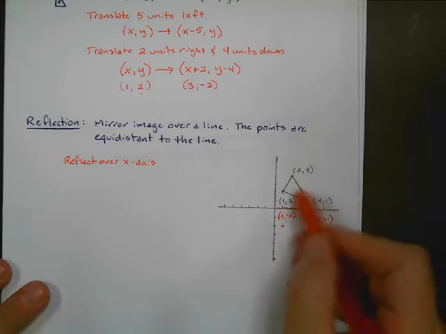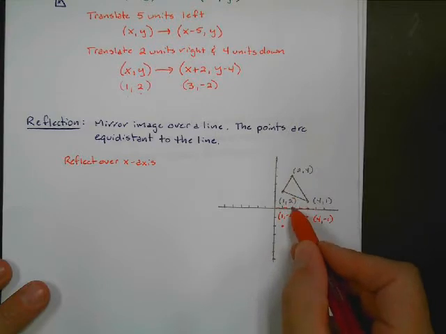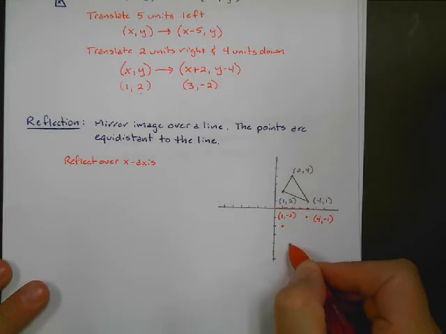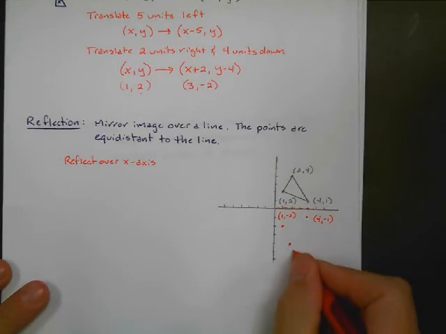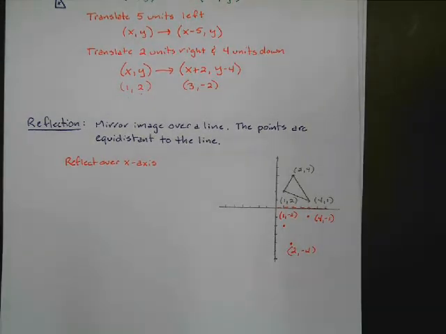Our last point is over at 2, 4. So right now it's 4 units away from there. So now we're going to go 4 units away on the other side. So that's going to become 2, negative 4. All right, let's make our new triangle.